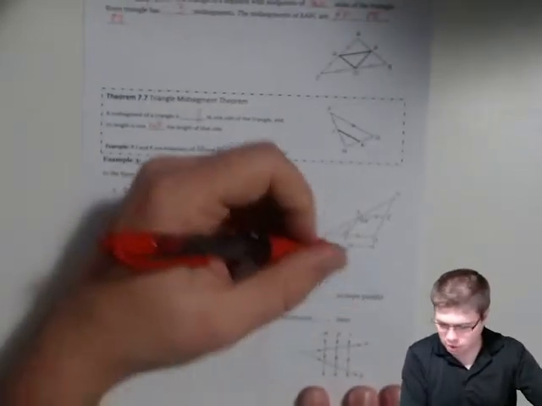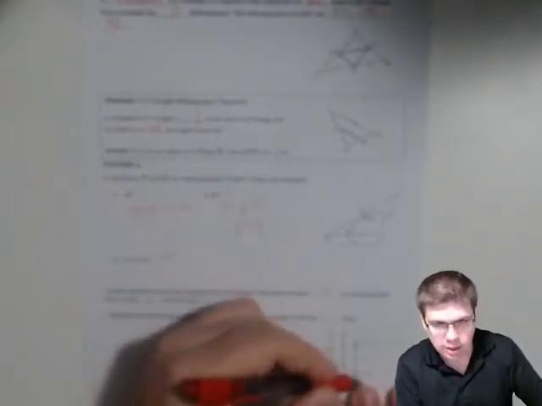Another special case of the triangle proportionality theorem involves 3 or more parallel lines cut by 2 transversals. So I've got my 3 parallel lines down here.